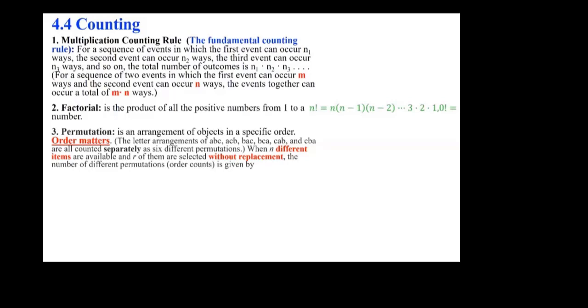The letter arrangements of ABC, ACB, BAC, BCA, CAB, and CBA are all counted separately as 6 different permutations. When n different items are available and r of them are selected without replacement, the number of different permutations when order counts is given by nPr = n factorial over n minus r factorial. N factorial, you can go all the way down to r items and then times r items and get rid of it.